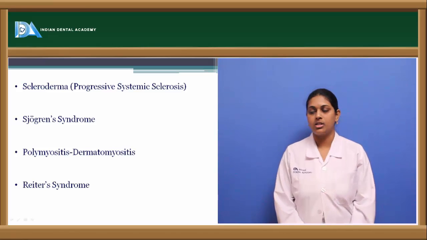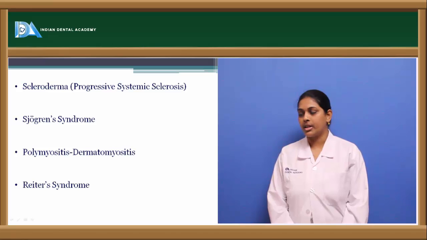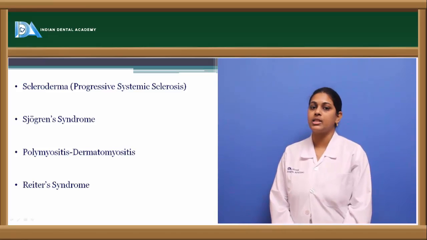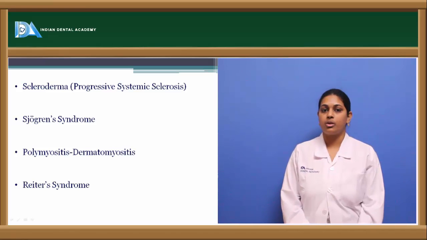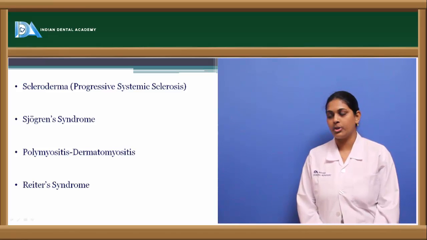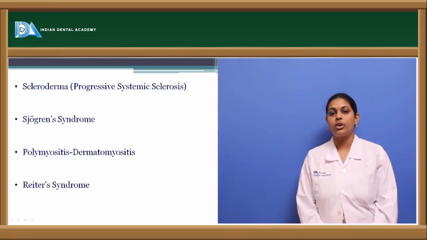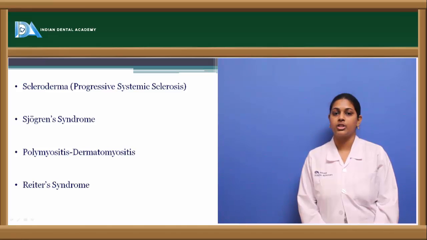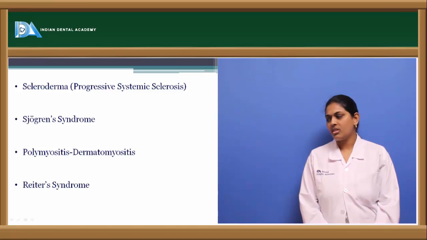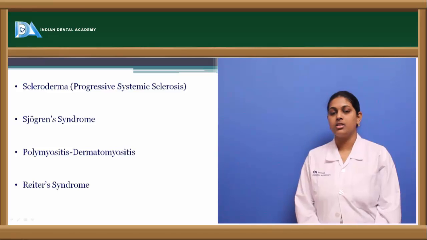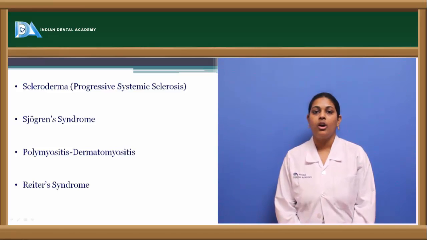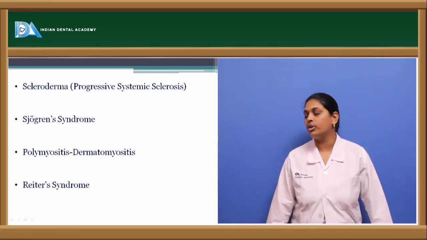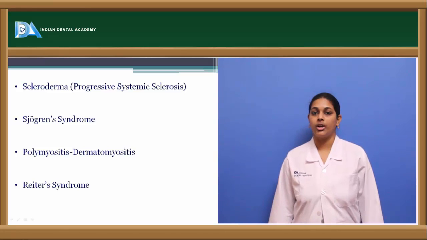Coming to the next one, it is polymyositis and dermatomyositis. It is a combination of muscular weakness as well as skin lesions. This condition has also shown the presence of autoantibodies, by which it has been classified under autoimmune disorders. Coming to Reiter's syndrome, it is a triad of urethritis, conjunctivitis and ulcerative colitis. This syndrome also showed the presence of autoantibodies, so it has been classified under autoimmune disorders. So this finishes the autoimmune disorders.